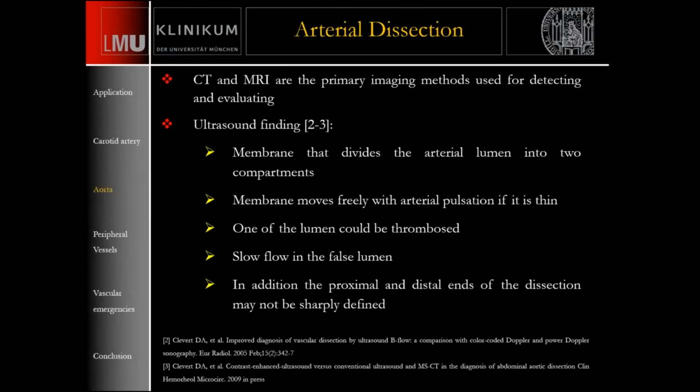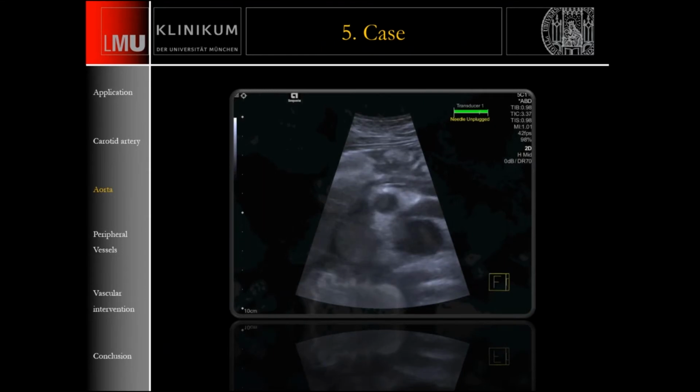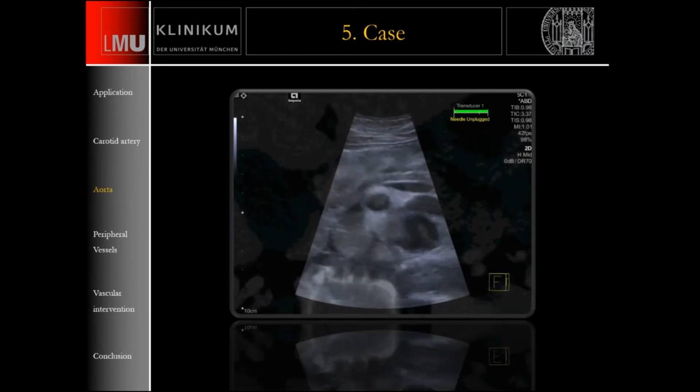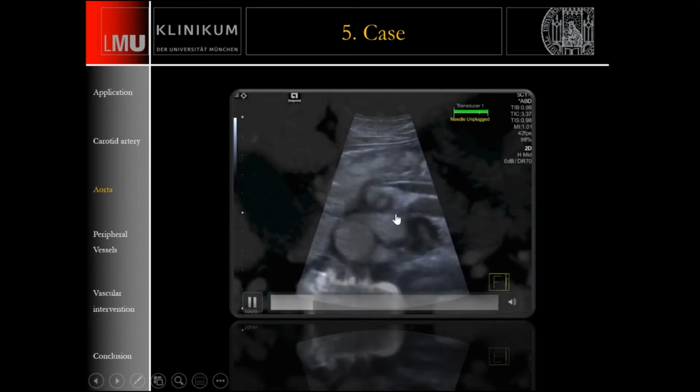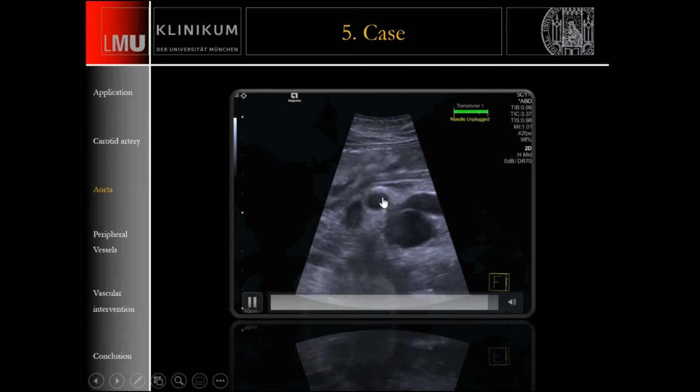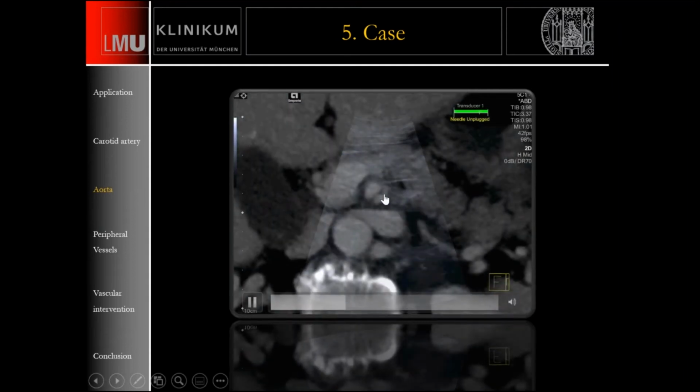If a patient has a dissection, often we have to ask the question: what about the perfusion of the true lumen and the false lumen? What about the perfusion of the adjacent organ? So in this case, we see a kind of fusion technique. This is the aorta, this is the superior mesenteric artery, and it seems that this artery has a dissection in the CT.